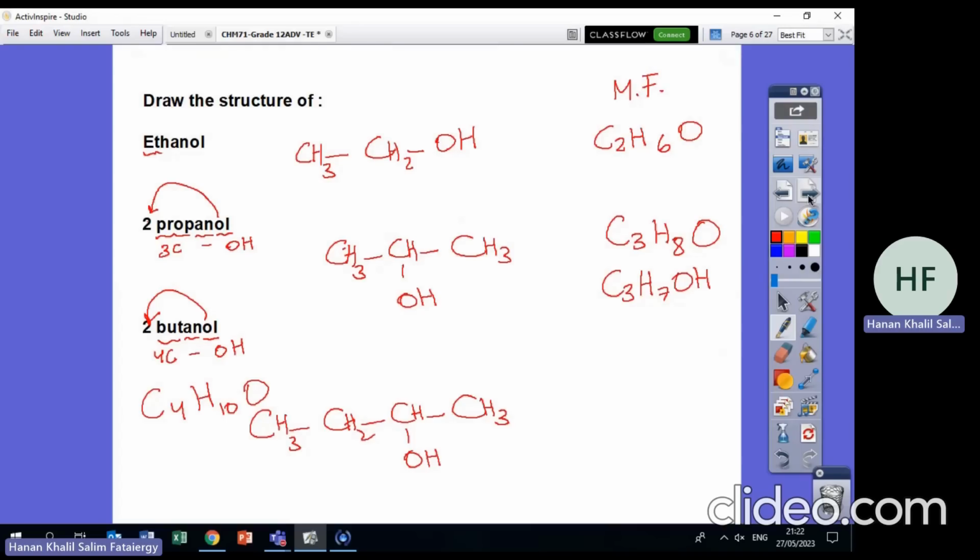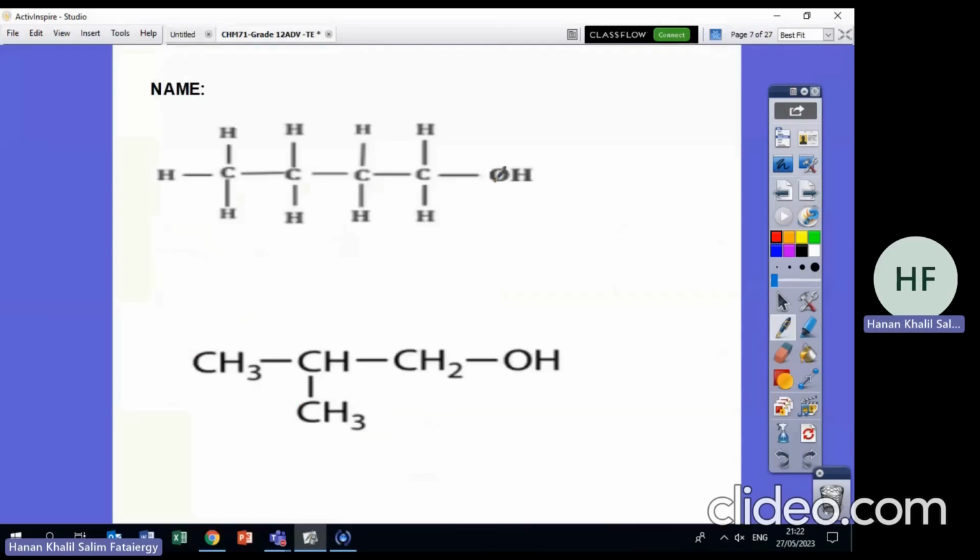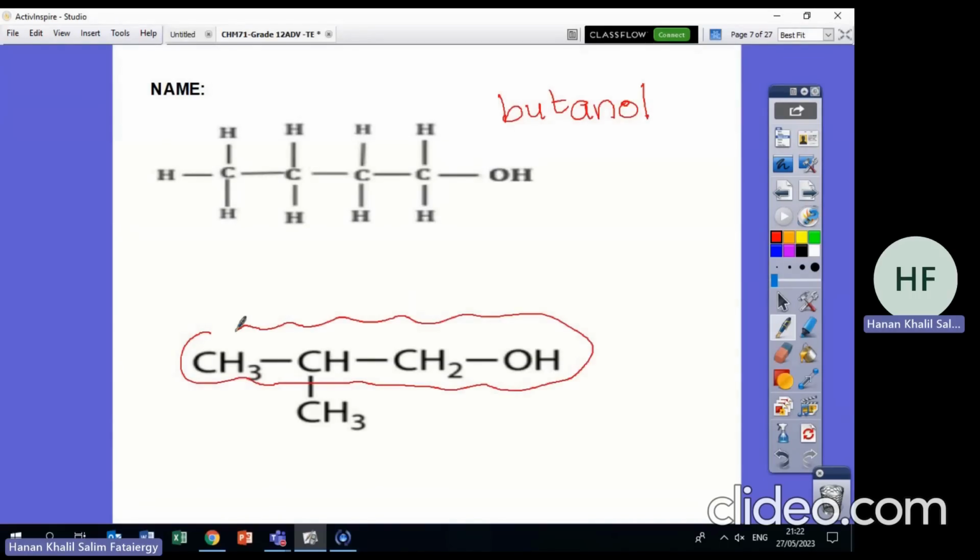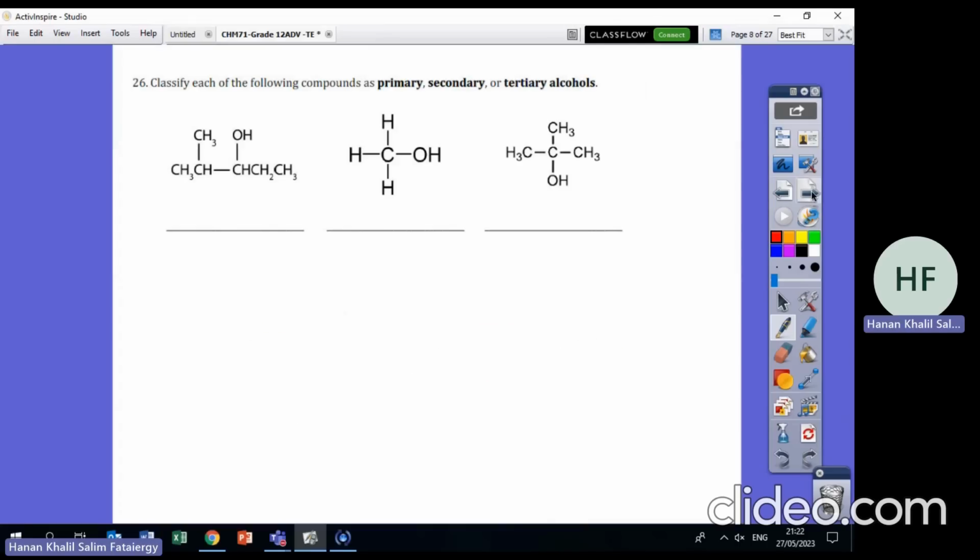Now the opposite. I give you the structure. You have to name it. 4 carbons. This is but, single bonds ane, and there is an alcohol, so I will put ol. Now this one, pay attention, it has a branch and it has alcohol. Now this is the parent chain. It is prop. Single bonds ane. Alcohol ol. I have a branch. Where is my branch? This is carbon number 1. This is 2. So at 2, I have methyl propanol.